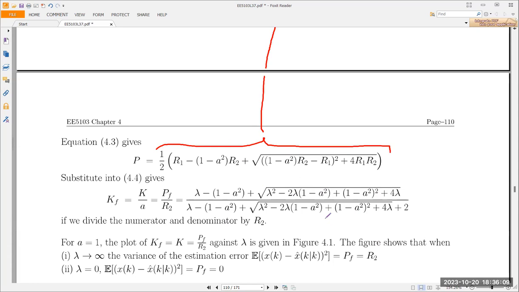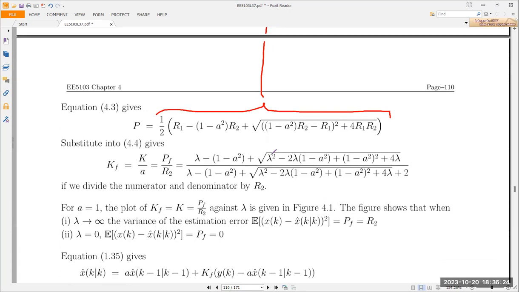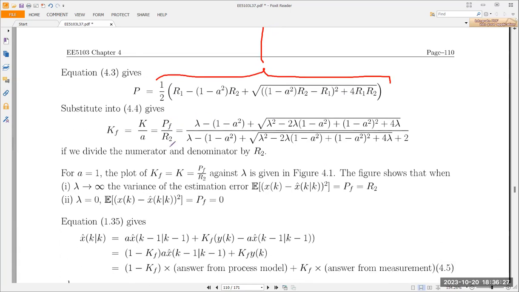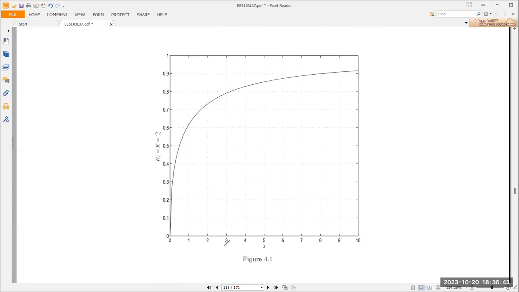Again, it's algebra. You have to go home and stick in the algebra to get this. Just do it once to convince yourself that this is correct. It's correct, I know. Now, for A equals 1, so you put 1 here, 1 here, 1 here, 1 here. They ask you to plot this against lambda. Lambda is R1 over R2. So if you plot, you will get this here.